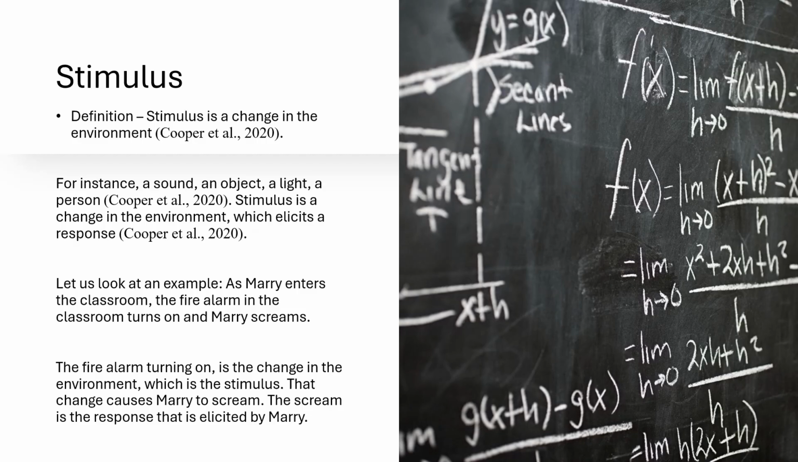Stimulus definition. Stimulus is a change in the environment. For instance, a sound, an object, a light, a person. Stimulus is a change in the environment which elicits a response. Let us look at an example.